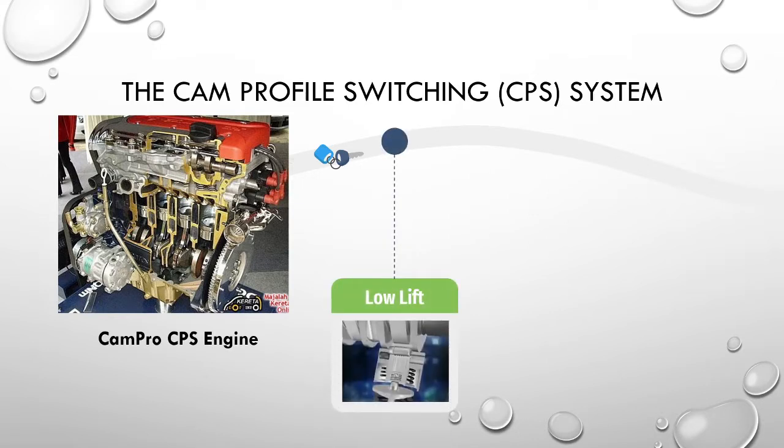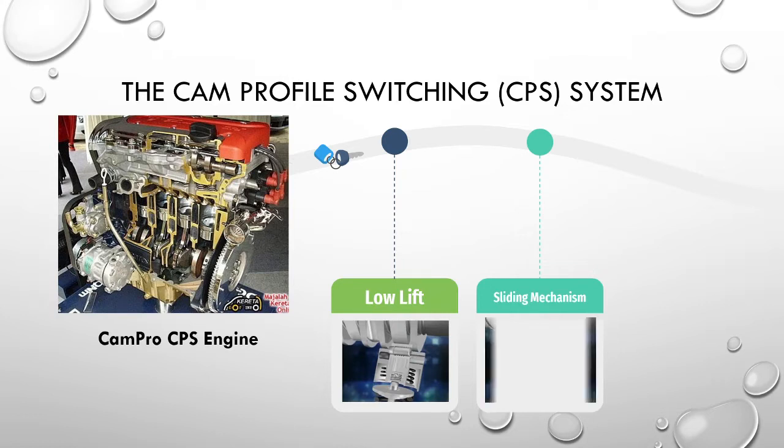The low lift cam profile is used at low to mid engine speed to maintain idling quality, and it also offers fuel efficiency with low emission. Then there will be a sliding mechanism inside the cylinder, with the lift responding to the tappet, and here is the tappet.